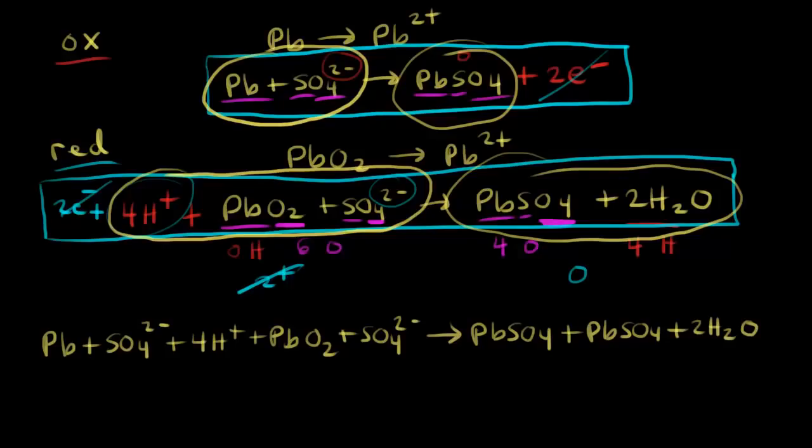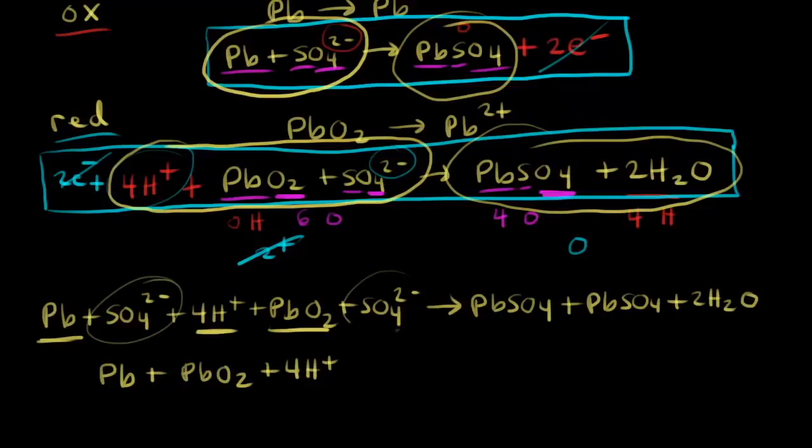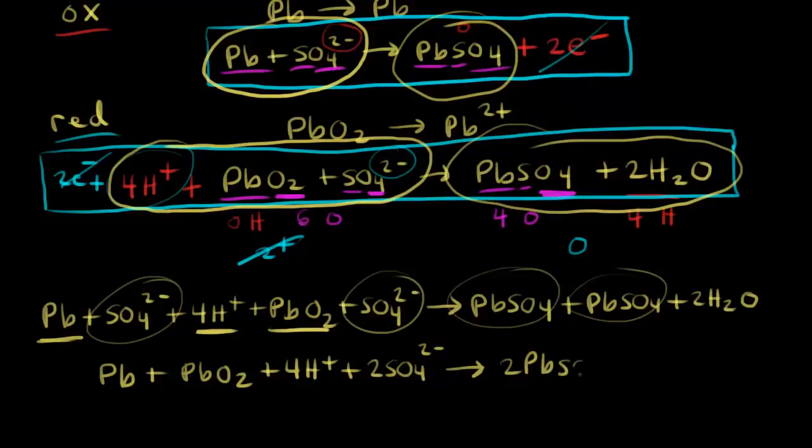Let's simplify this. All right, so how can we simplify this? On the left side, we have lead, so Pb plus PbO2. Then we have 4H plus. Then we have 2 sulfates here, so we'll write 2SO4 2 minus. And then for the products, we have 2 PbSO4s. So that would be 2 PbSO4 plus 2H2O. All right, so we've finally done it. This is our overall reaction for a lead storage battery.